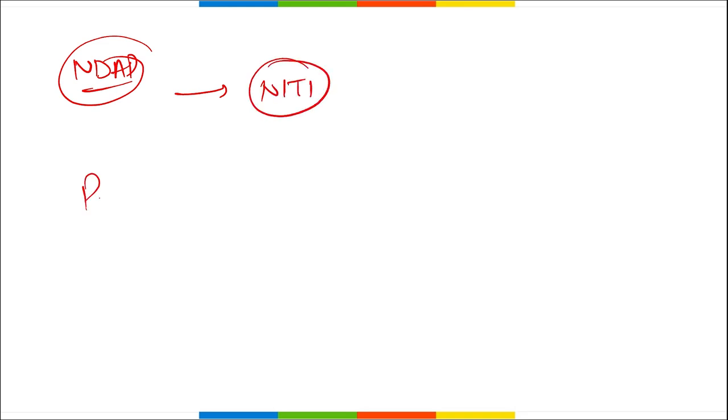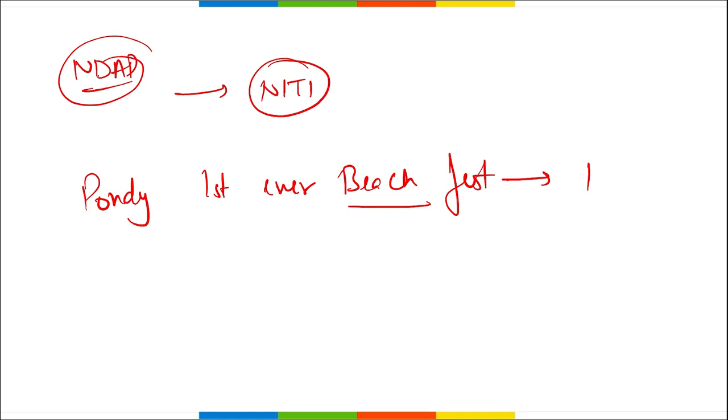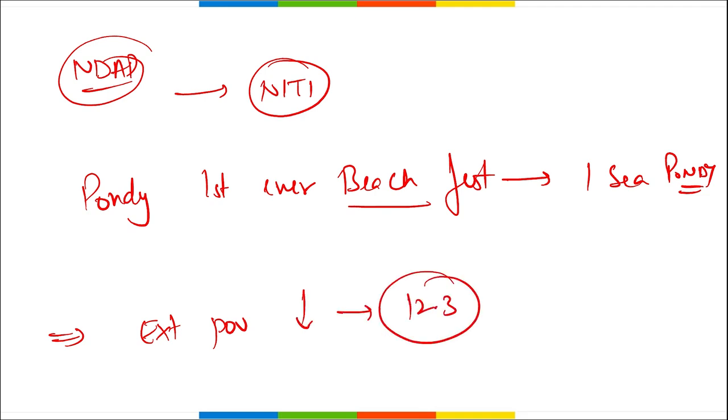Next, who will launch NDAP? What is NDAP? The National Data and Analytics Program will be launched by Niti Aayog. What is Pondicherry's first ever beach festival? Pondicherry's first ever beach festival is IC Pondi. There was data that stated that extreme poverty in India has declined by 12.3% for the time period from 2011 to 2019.